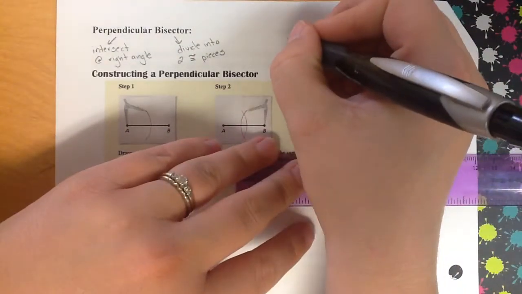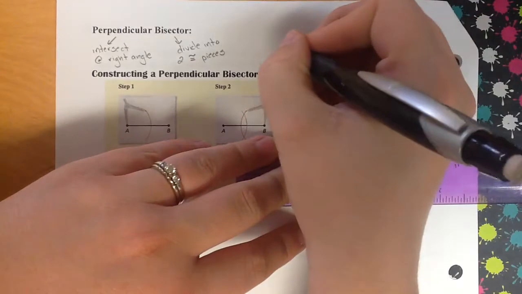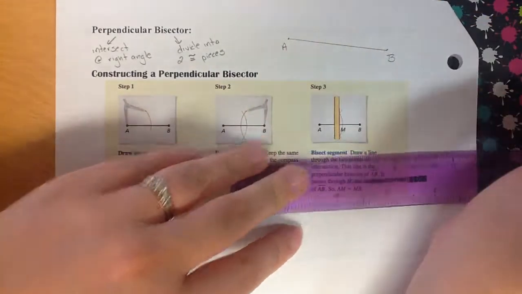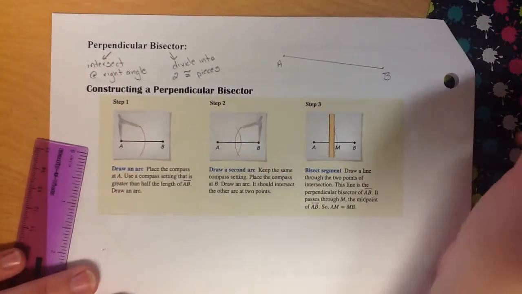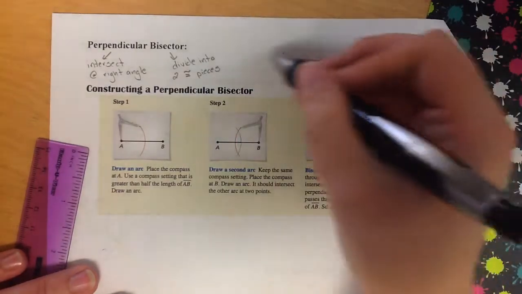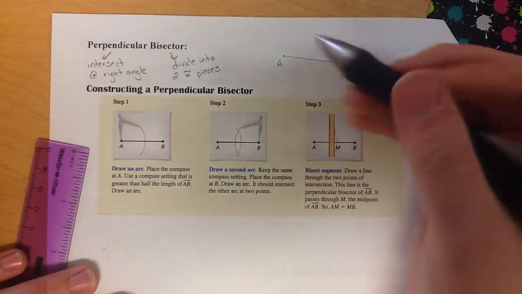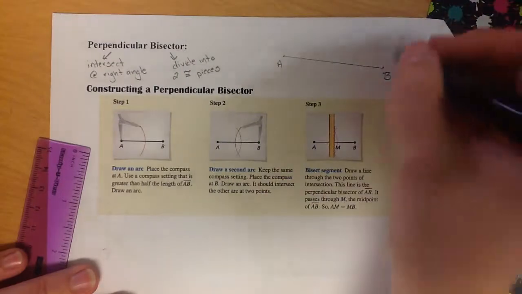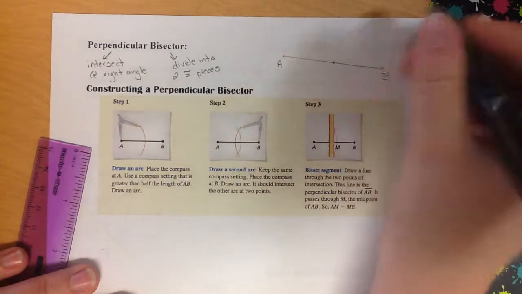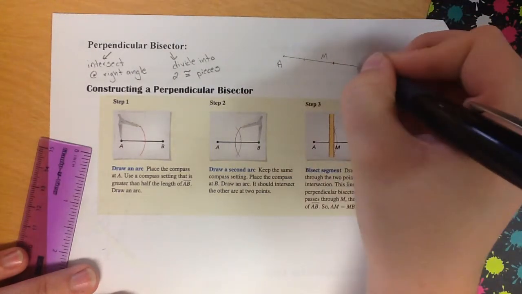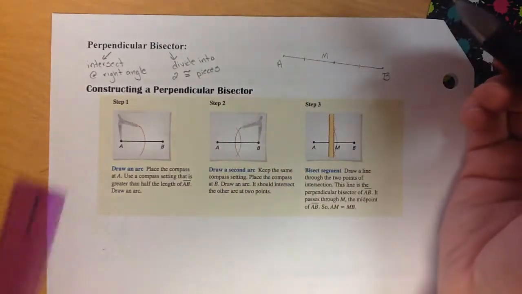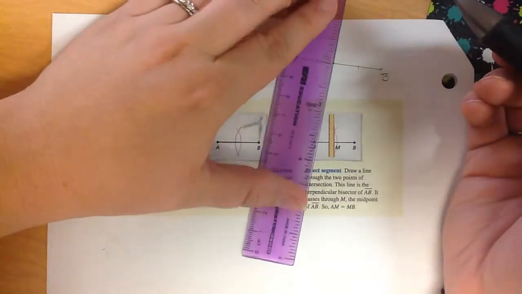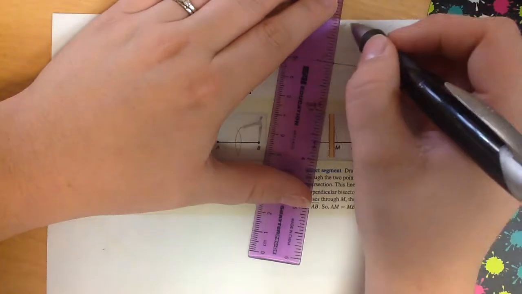So the perpendicular bisector of this segment AB needs to intersect this at 90 degrees and divide it into 2 equal pieces. So it needs to go through the midpoint. I don't know, let's call this M. So these 2 pieces need to be the same for the bisector part. And it needs to go through it at 90 degrees. So it really needs to do 2 different things.